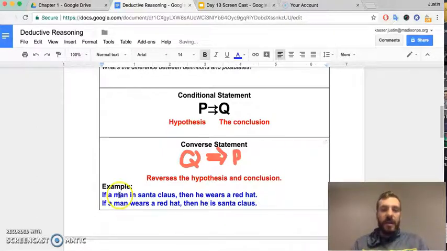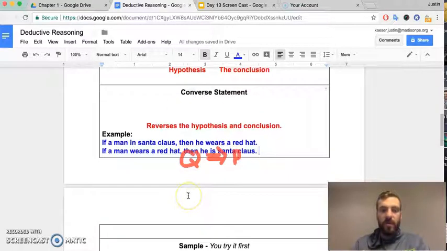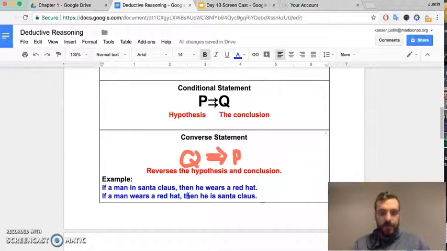And you see how this one's true. If a man's Santa Claus, he's going to wear a red hat. We all know that. But if a man is wearing a red hat, then he's Santa Claus. That's not always true. I could put on a red hat right now, and that doesn't mean I'm Santa Claus. So that's the important thing to note, that not all converse statements are true. Sometimes they are when it's definitions, but when it's something like that, it's not true. All right, so moving on.